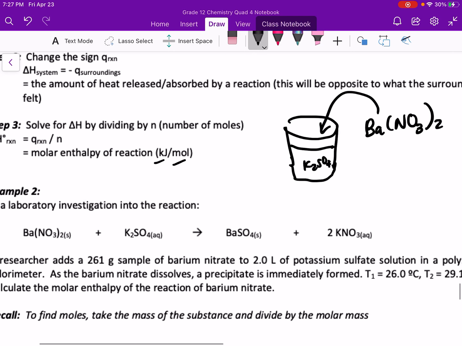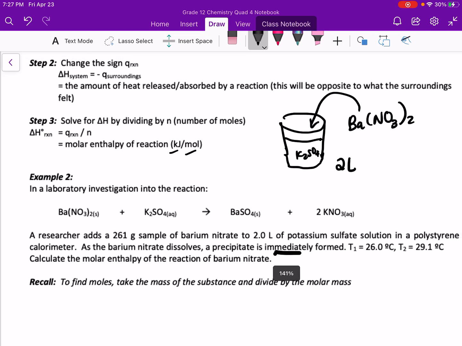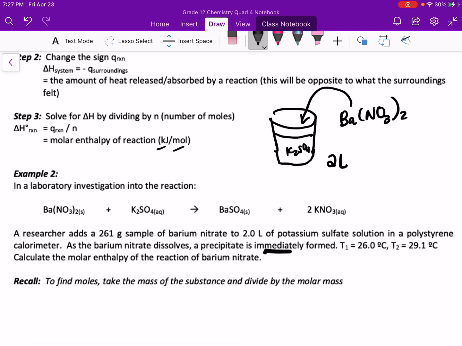So here in this reaction, we have 2 liters of potassium sulfate, and we're dissolving 261 grams of barium nitrate into that solution. We make a precipitate immediately, as noted here in the question. And as a precipitate forms, our temperature changes from 26 degrees Celsius to 29.1 degrees Celsius. We're going to calculate the molar enthalpy.